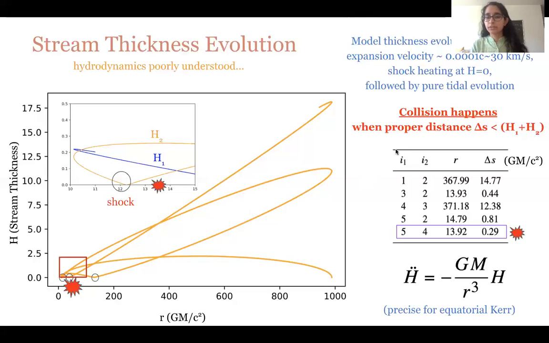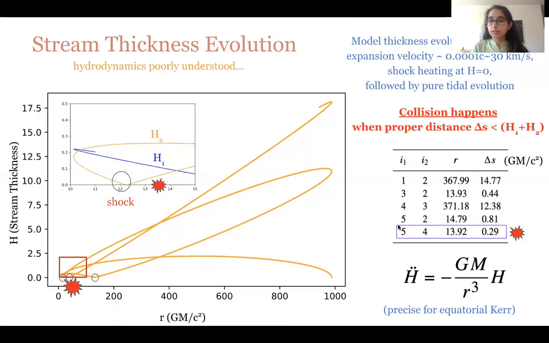Now let's look at the first few intersection candidates and see if collision is occurring for them or not. The first and second half orbit at r of 367, the distance between them is around 14, but the width of the stream at those points is on the order of 2. And those widths cannot sum up to 14, and so no collision occurs.